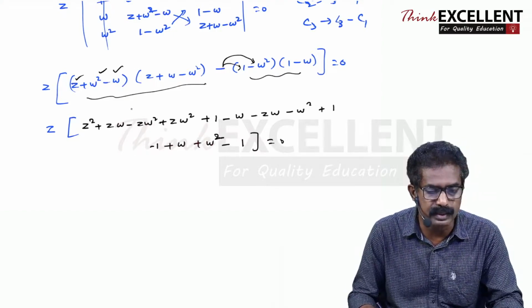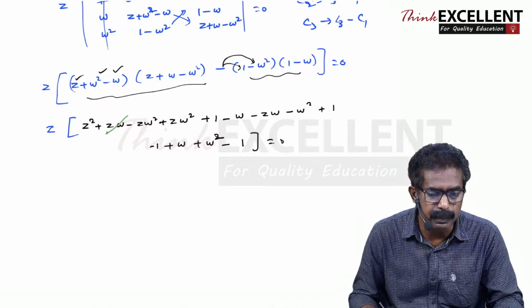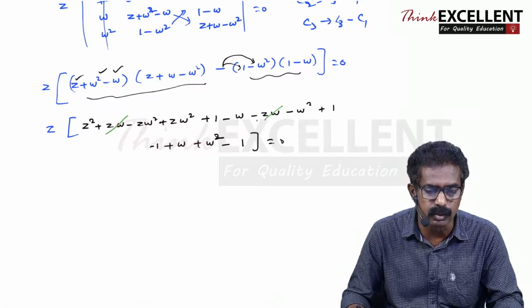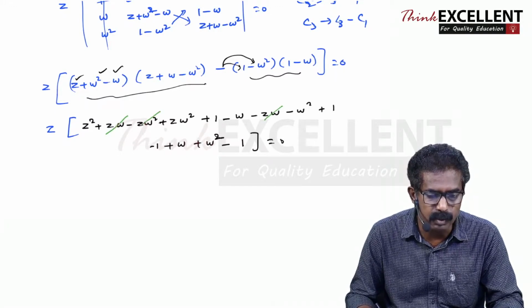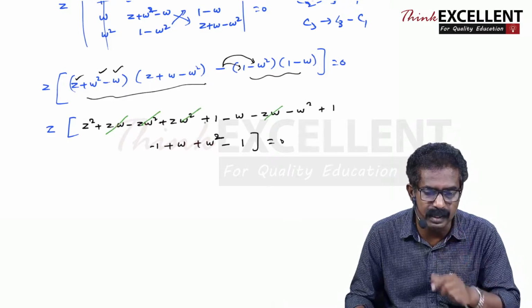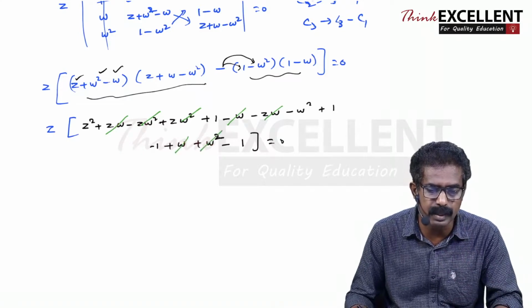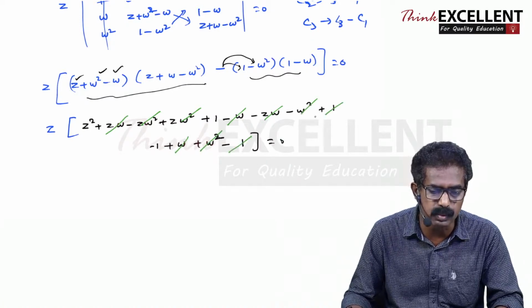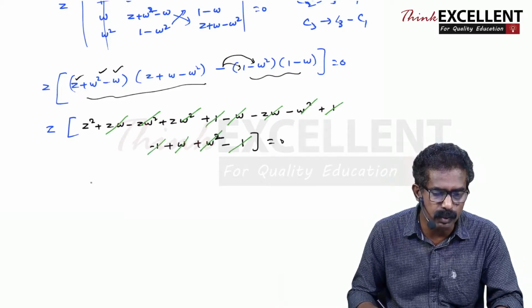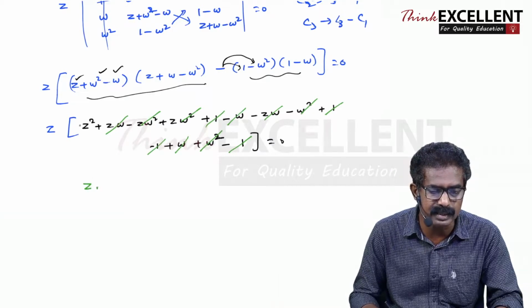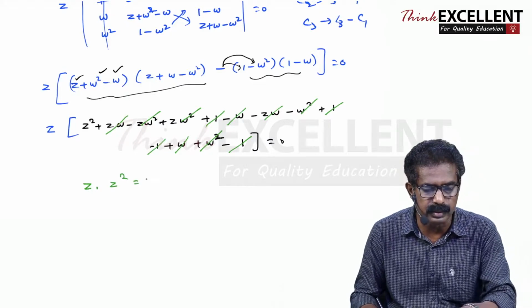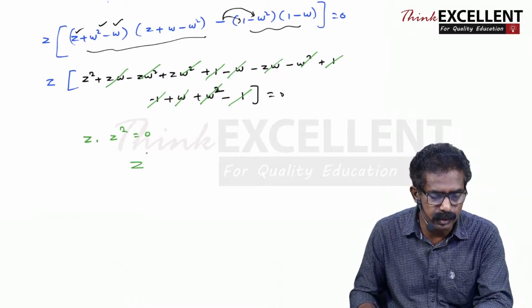See what you can cancel. Plus Z omega minus Z omega minus Z omega square plus Z omega square. Then minus omega plus omega square minus omega square minus 1 plus 1. Then here 1 plus 1 minus 1. See what you have? Everything cancels except Z square, right? Z into Z square equal to 0. You are getting Z cube equal to 0.